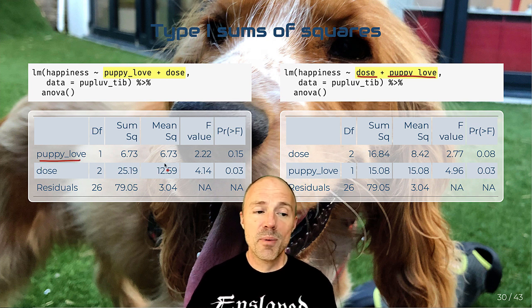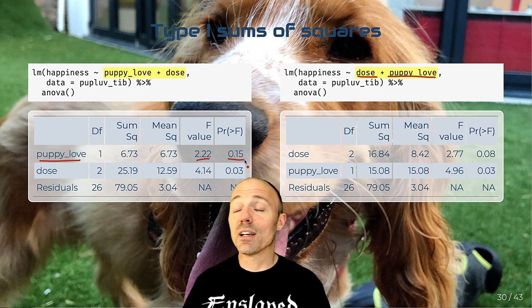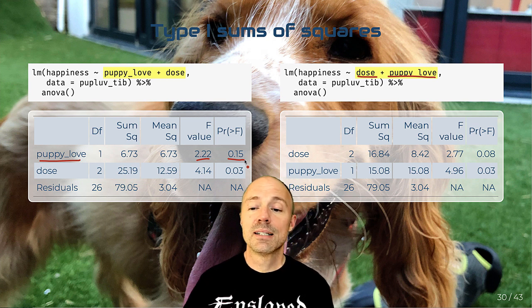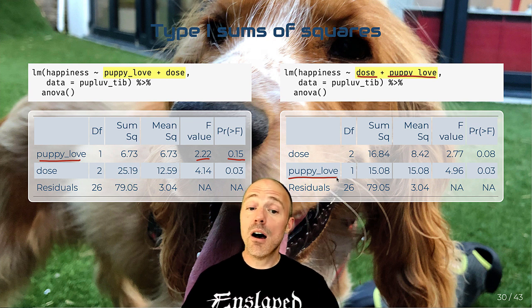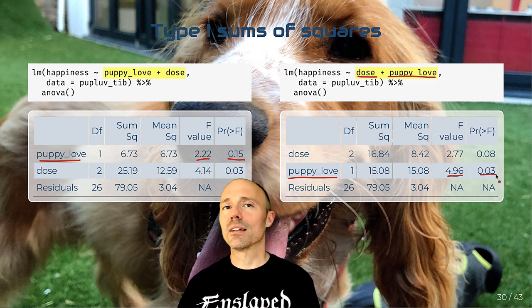Over here, puppy love has an F of 2.2. So when it's entered into the model first, its F is 2.2 and it is non-significant. It has a p-value of 0.15. When it's entered second, so in this model where it's entered after dose, it has a different F value of 4.96 and it is significant.